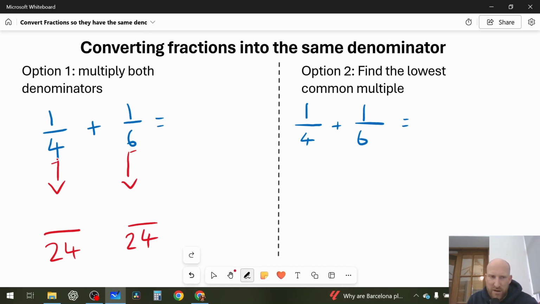What I now need to figure out to get the numerators right is how many times did I multiply 4 to get 24? Well, I multiplied it 6 times. So I need to go 1 times 6, and that gives me the correct numerator. How many times did I have to multiply 6 to get 24? I had to multiply it 4 times, so I have to multiply 1 4 times as well. So 1 times 4 is 4, and there I've just converted the two fractions into the same denominator.